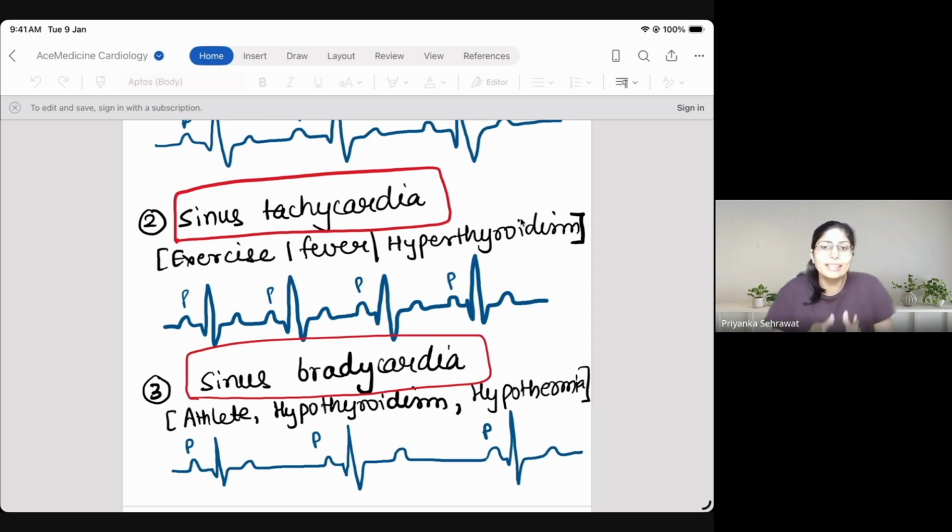Right, so anything that is swaying away from a normal conduction pathway can give rise to arrhythmias. If it is leading to slower rhythm, it is known as bradyarrhythmia. If it is leading to faster rhythm, it is known as tachyarrhythmia. Is that clear?